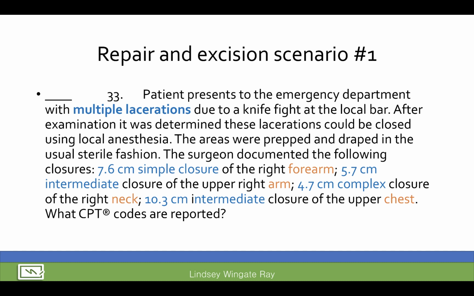The surgeon documented the following closures: a 7.6 centimeter simple closure of the right forearm, a 5.7 centimeter intermediate closure of the upper right arm, a 4.7 complex closure of the right neck, and a 10.3 centimeter intermediate closure of the upper chest. I'm going to show you how I write this down when there's multiple lacerations like this, so you can do it when you have a complicated question like this.